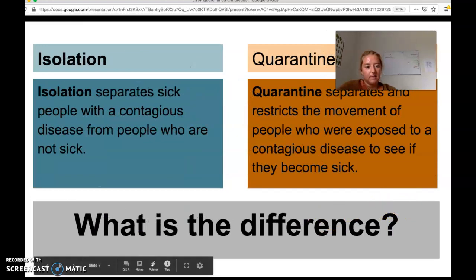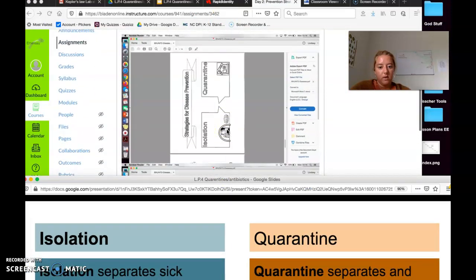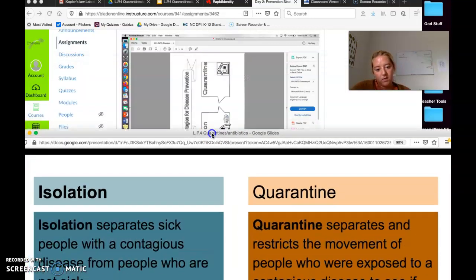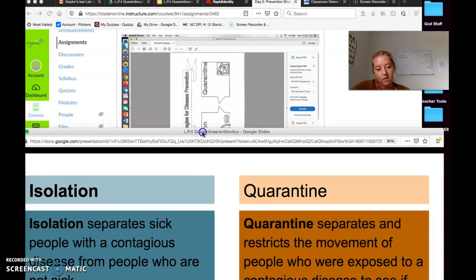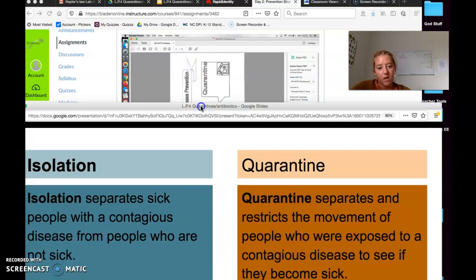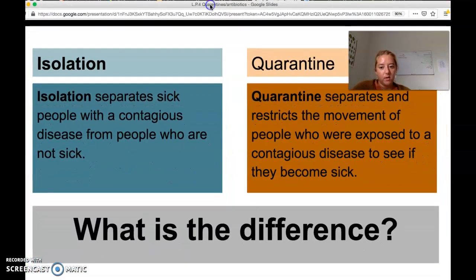And then lastly, this is your other set of notes. It's not as much to write down. You're going to talk about the other strategies for prevention, which are isolation and quarantine. You're going to write down the definition in each of those boxes. Blue box goes in isolation, orange box goes in quarantine, and go ahead and color your little pictures there. It'll hopefully help you understand.